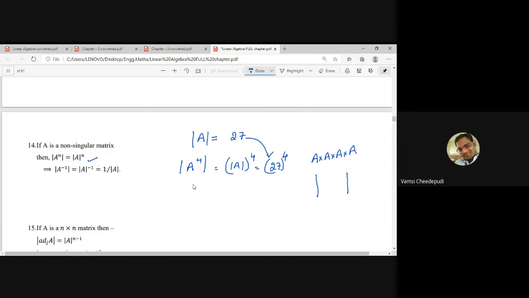If you ask me the determinant of A inverse, that is det A whole inverse. Det A power minus 1, that is 1 by det A. If det A is 27, what is the determinant of A inverse? Determinant of A inverse is 1 by det A, 1 by 27. That's all. No need to find the matrix.